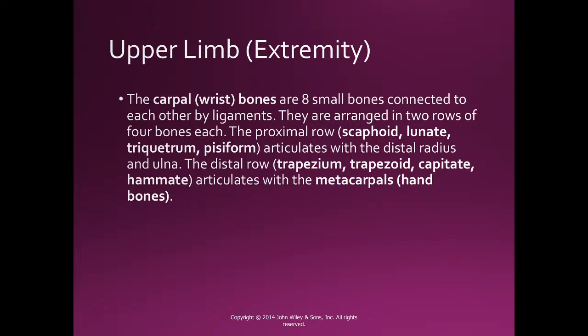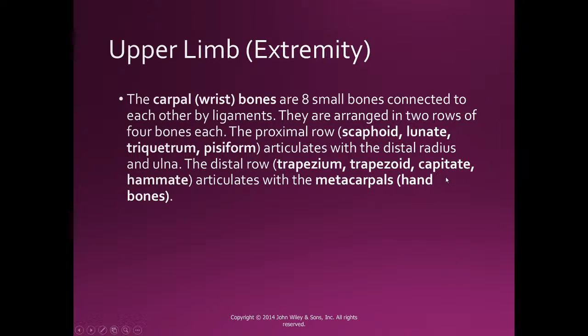All right. So the carpal region is the wrist, and the carpal bones are the bones of the wrist. There are 8 small bones that are connected to each other by ligaments, and they're arranged in 2 rows. There's a proximal row and a distal row. The proximal row consists of the scaphoid, lunate, triquetrum, and pisiform.